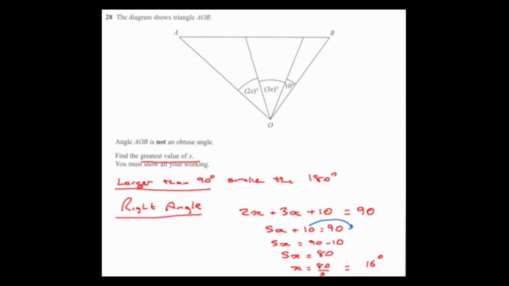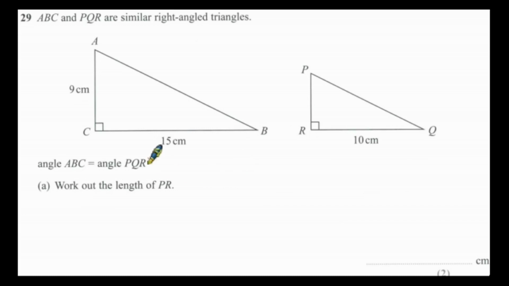And finally, question 29, part A. We have ABC, the triangle on the left, and PQR, the triangle on the right. We are told they are similar. We are told angle ABC equals angle PQR. So ABC, PQR, they are the same as they would be with similar triangles. We're asked to work out the length of PR. So we're looking at the side of the smaller triangle here.